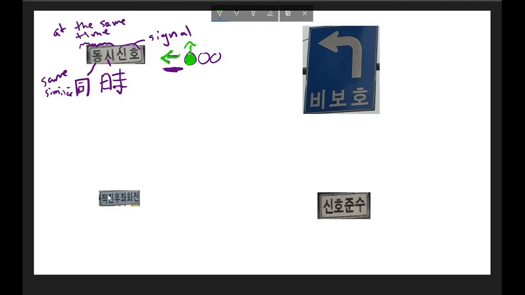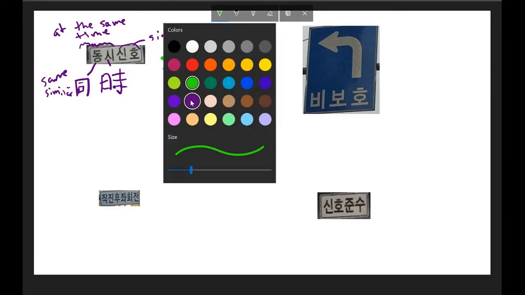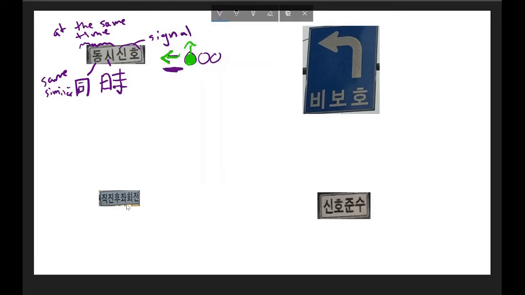All right, let's look down at this next one here, which is a little bit more complicated, but nothing to really stress about. And especially considering we know the meaning of this, we can sort of understand why this would be hanging from a particular post. This one here, this first word here, 직진. Well, the verb of this is 직진하다, and this would mean to go straight.